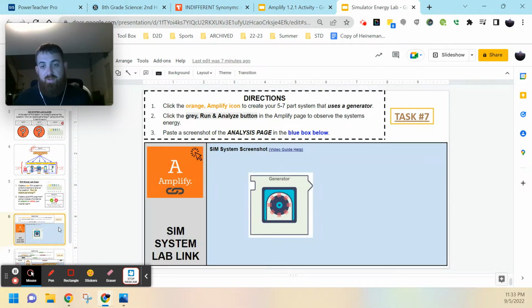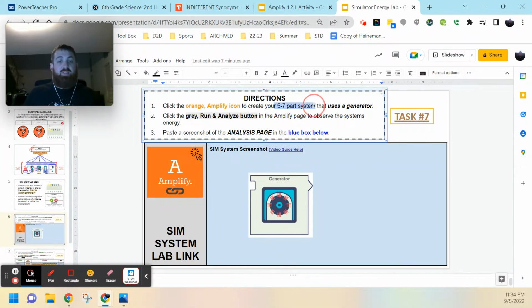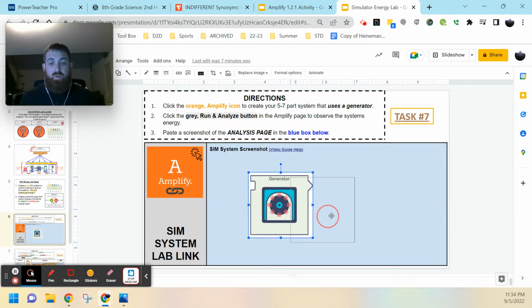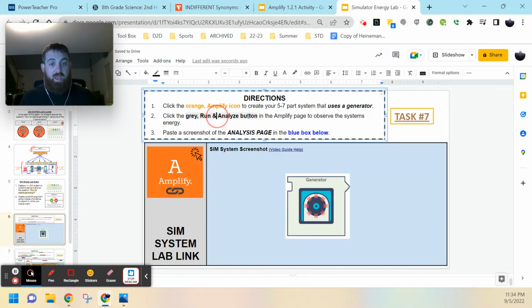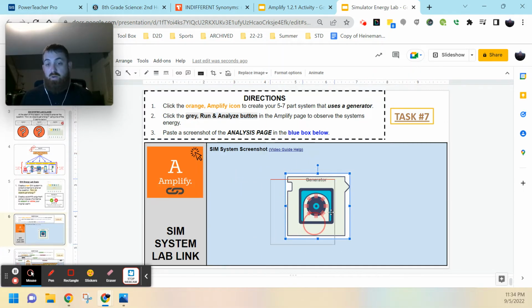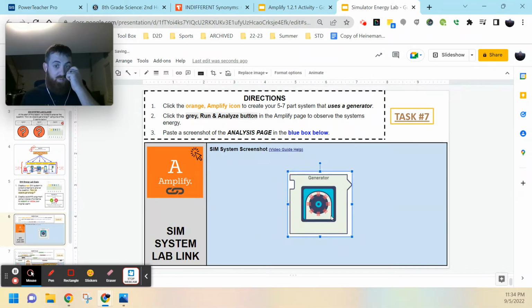So let's take a look at task 7 to start. Task 7, you're going to dive into the Amplify page as always, and you're going to create a system that has 5 to 7 parts. No less than 5, no more than 7, and it has to have a generator here. So when you go in there, I should see a screenshot of your Analyze page, okay? That shows me your system with all of your parts and all of those graphs with the energy moving throughout it. And as always, I should see a generator as one of those 5 to 7 parts.